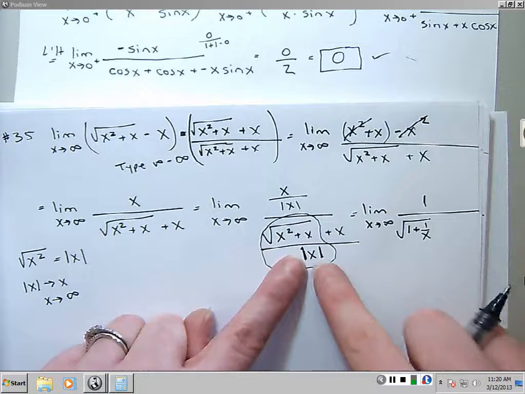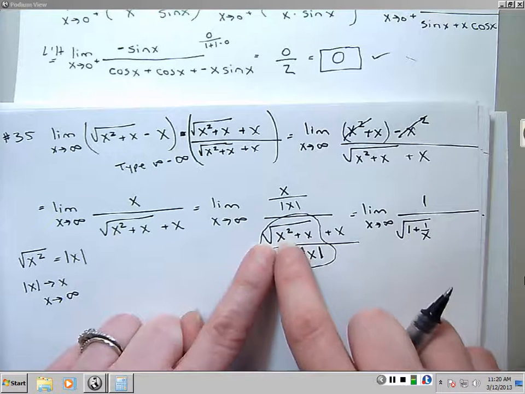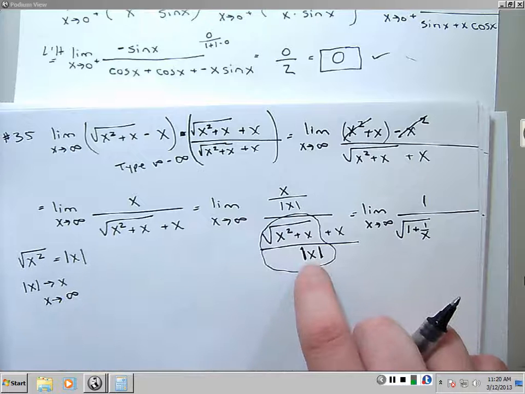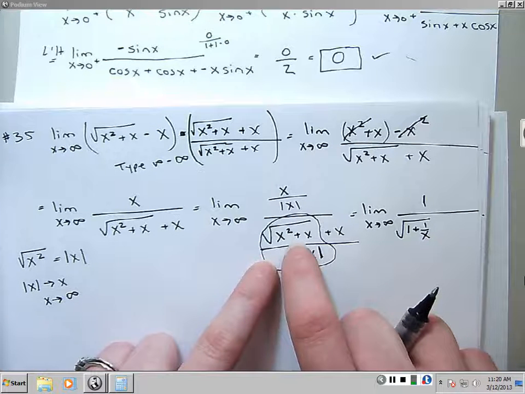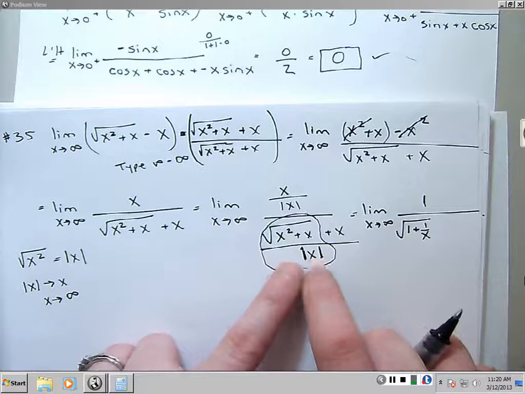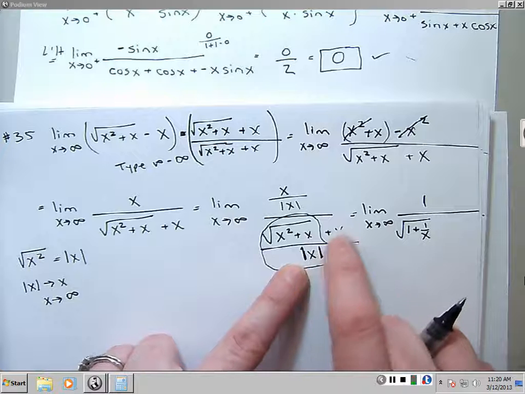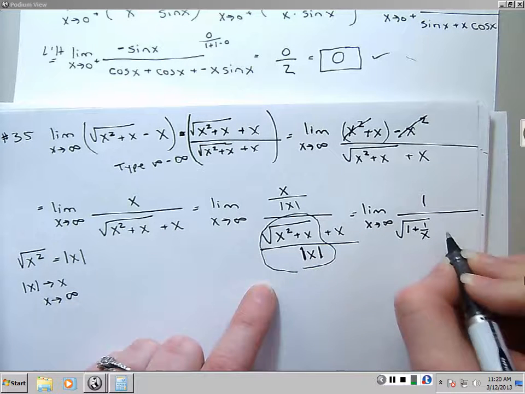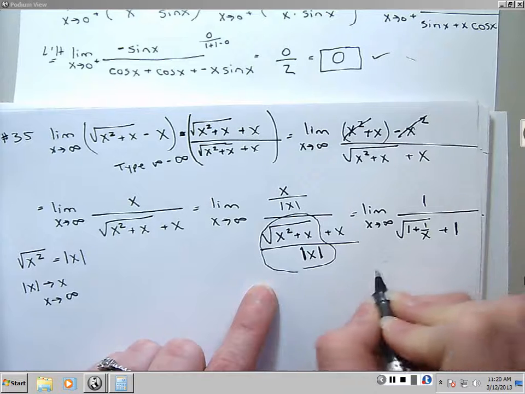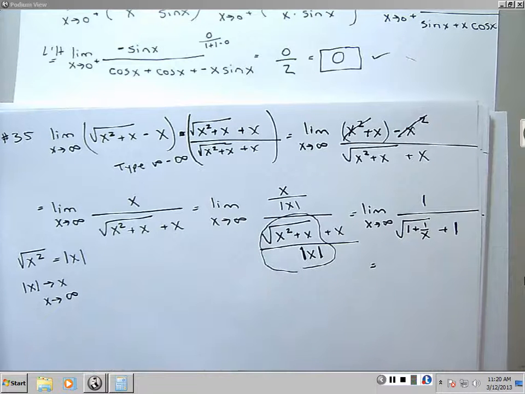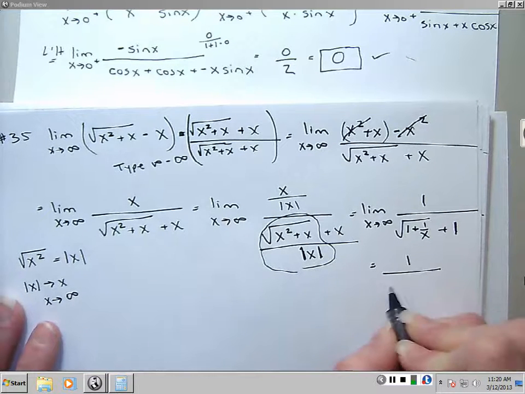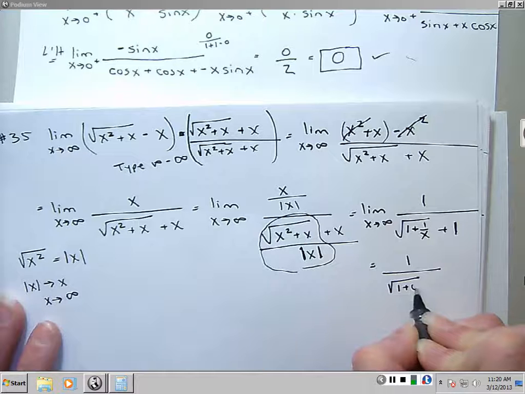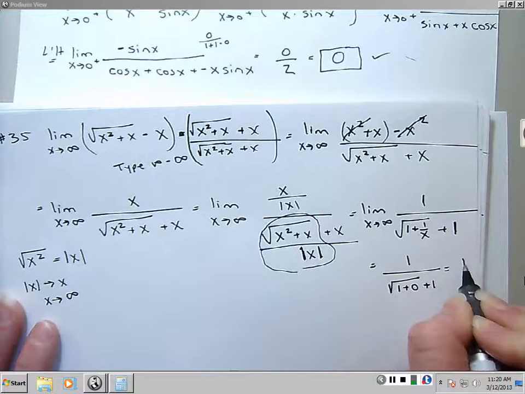If I replace it with the square root of x, then I have the square root of x squared. I have 1 plus 1 over x. And then here, I can just simply replace the absolute value of x with x, so I have plus 1. So then what's the limit? 1 over the square root of 1 plus 0, plus 1. So that gives me 1/2.